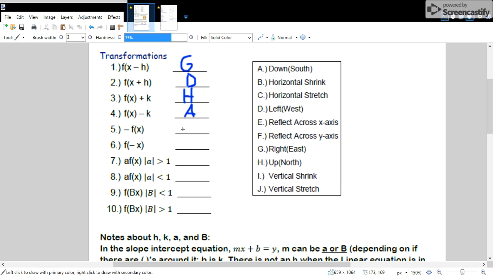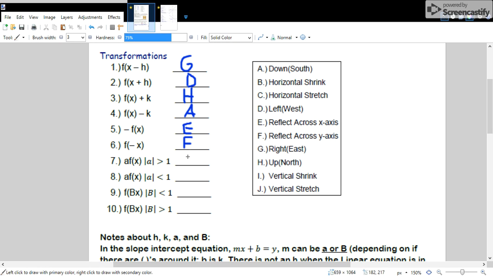Number 5, we have negative f of x. That's going to be E. It is a vertical reflection across the x-axis. On number 6, we have f of negative x. So the negative is on the inside, so that is a horizontal reflection. So it would be F, a reflection across the y-axis.